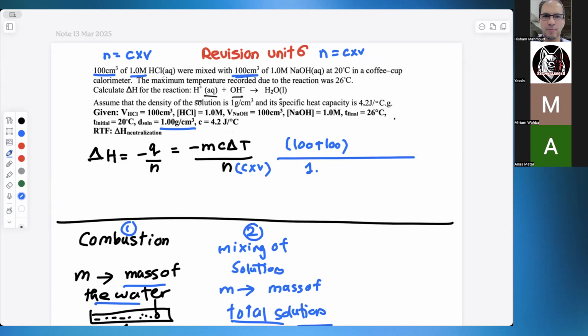Concentration is 1 molar. And volume, I cannot keep it as 100 centimeter cube. I have to change it into 0.100 decimeter cube.